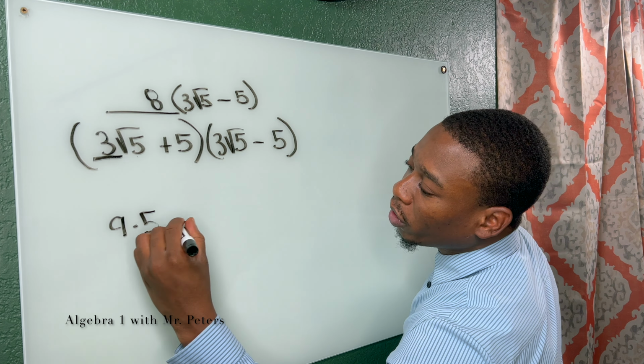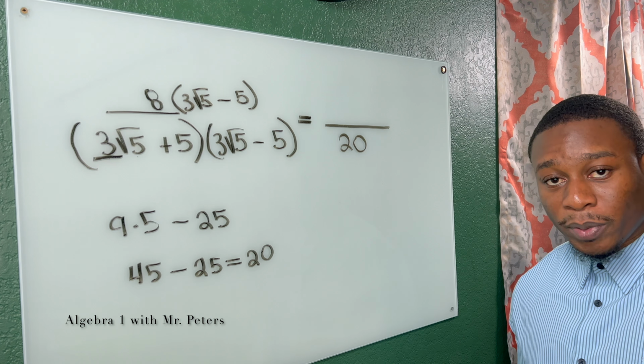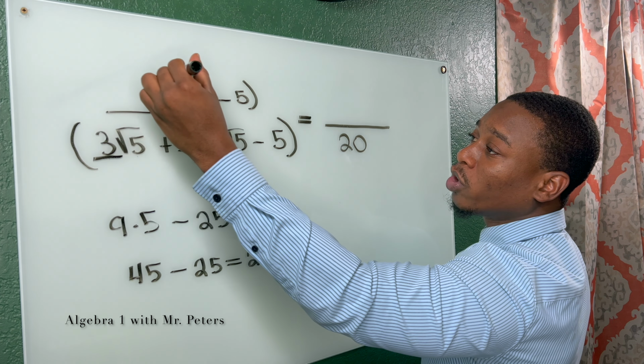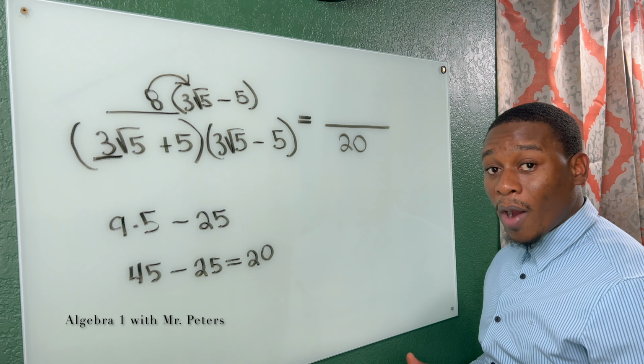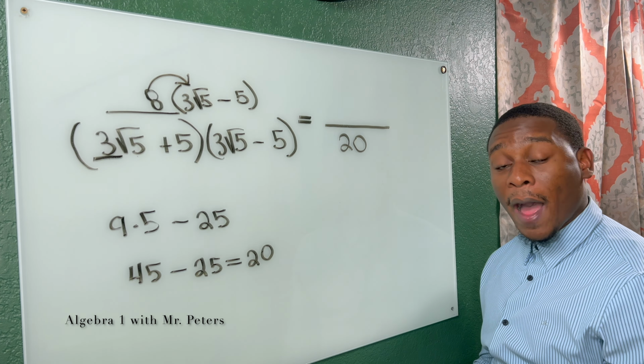Now, let's bring this answer back up here. We have 20. Now we need to distribute. So I'm going to take 8 and multiply it by this one term. Radical 5 stays the same, guys. We just multiply 8 and 3 to get 24 radical 5. And then 8 times negative 5 is negative 40.